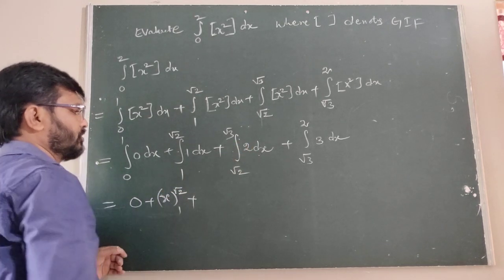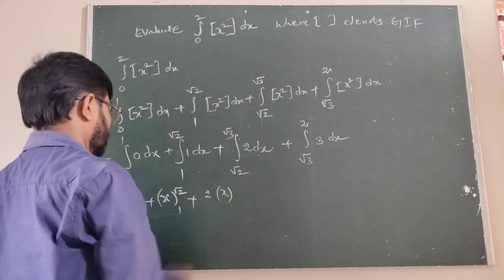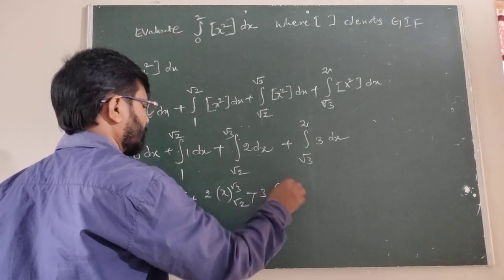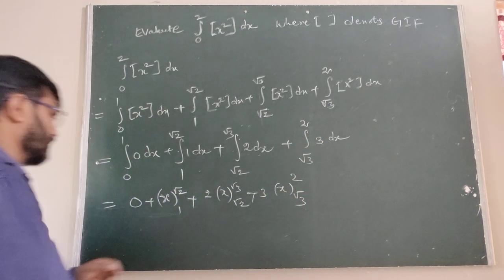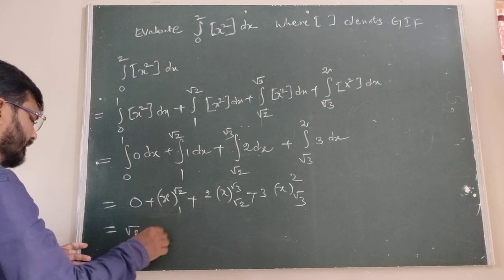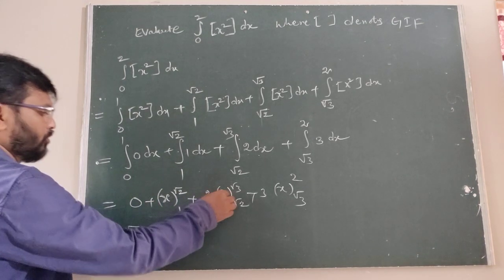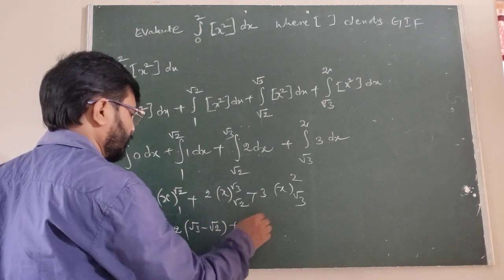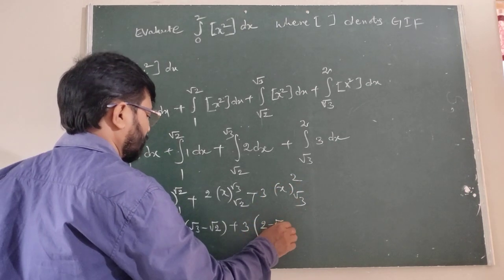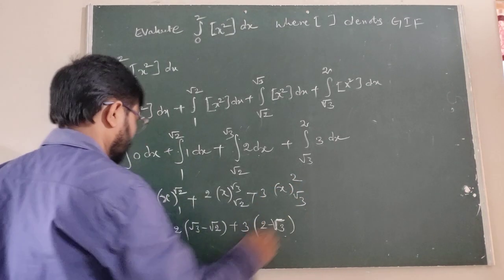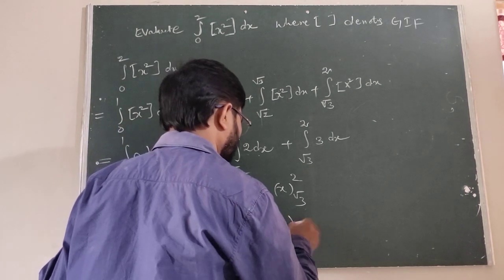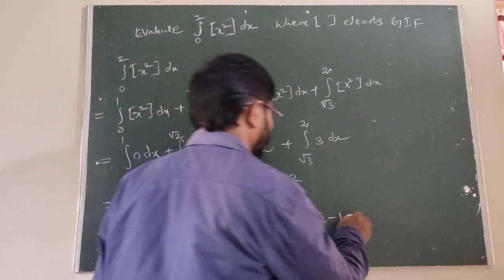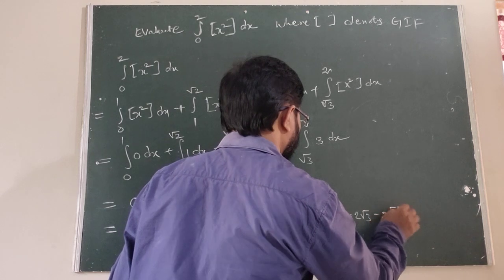After then how to write this one? This is 2x from root 2 to root 3, and 3x from root 3 to 2. Then you can write this as root 2 minus 1, plus 2 into root 3 minus root 2, plus 3 into 2 minus root 3. Then root 2 minus 1, plus 2 root 3 minus 2 root 2.